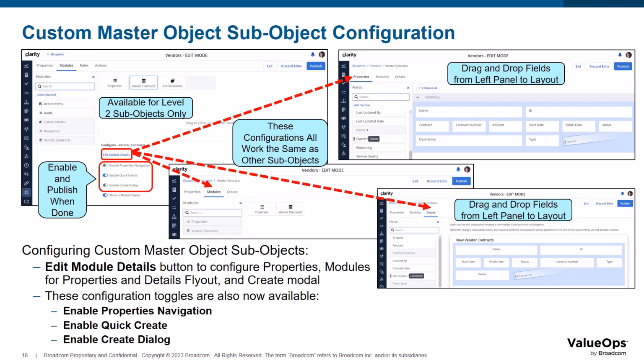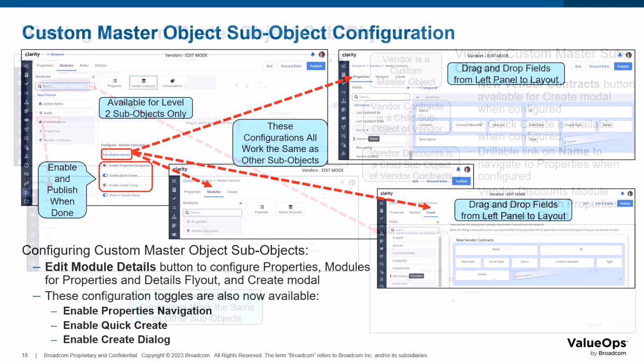And when you're done making changes for subobjects, in the custom master object blueprint, you'll just publish to save your changes.